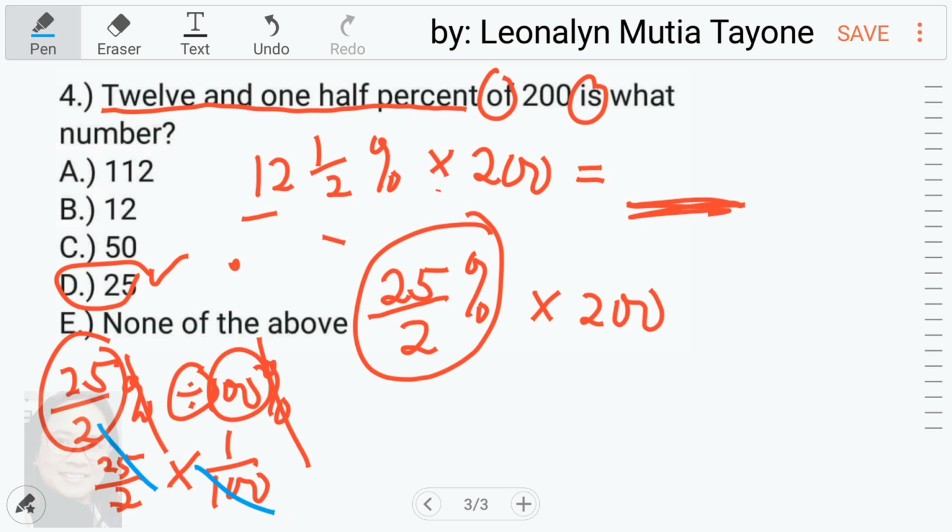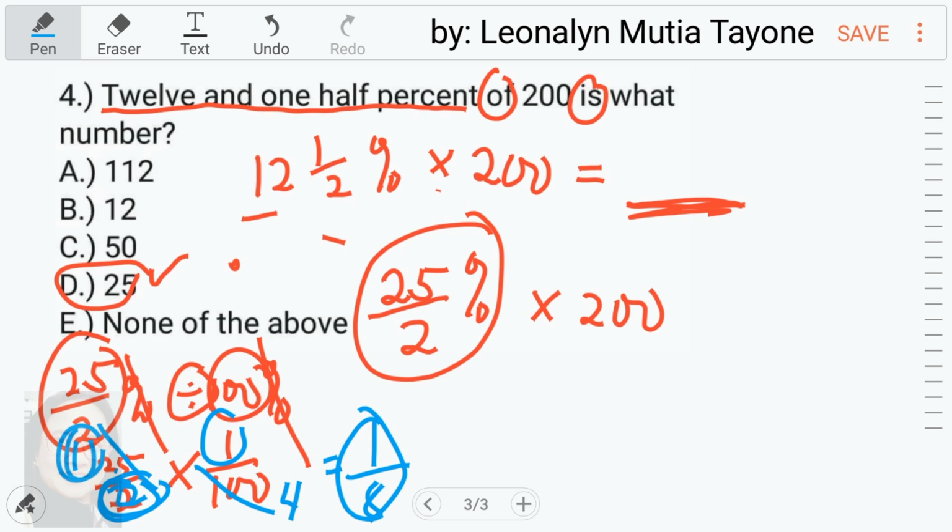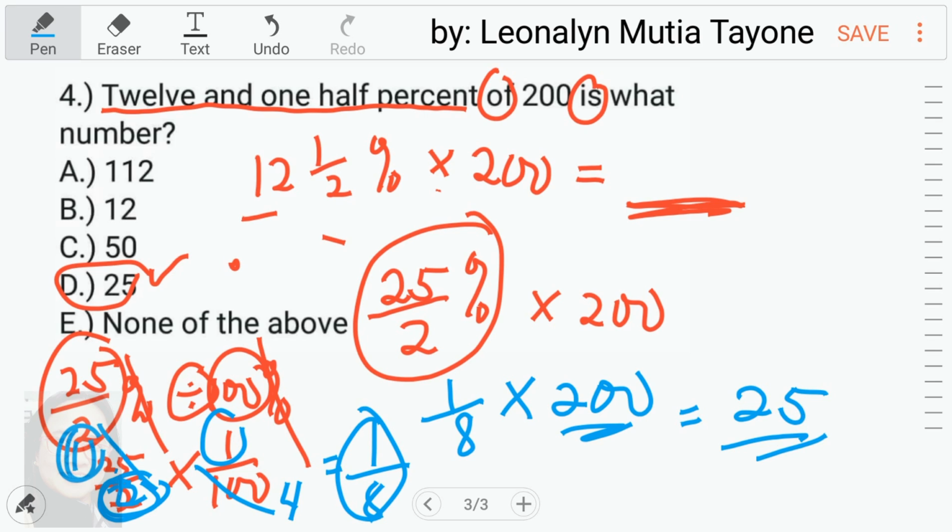Again, there are two ways of solving this. Pwede mo yang i-diretso. 25 divided by 25, that is 1. 100 divided by 25, that is 4. So, 1 times 1 equals 1. 2 times 4 equals 8. So, 1/8. 25/2% is the same as 1/8 times 200. So, 1/8 of 200, that is 25. So, ang sagot dito ay 25.